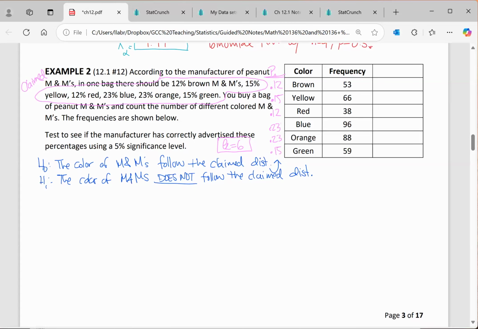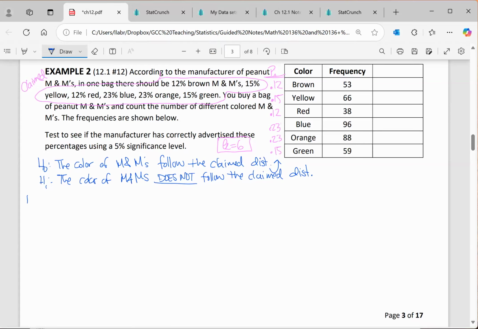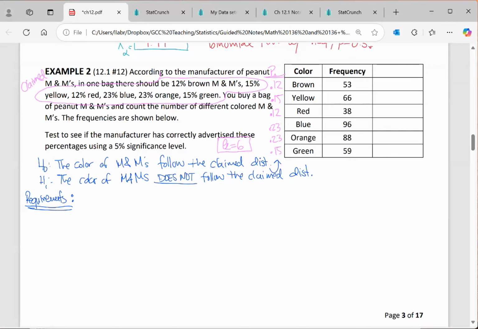Next step is we got to check the conditions. So the requirements. Now, the requirements only depend on the Ei, right? We're going to assume that this is a random sample, independent, and so on. So we're asking, are the expected counts greater than 1 and no more than 20% of the Ei small enough, in other words, less than 5? So you actually need to find the expected counts, always. So let's go ahead and find the expected counts.